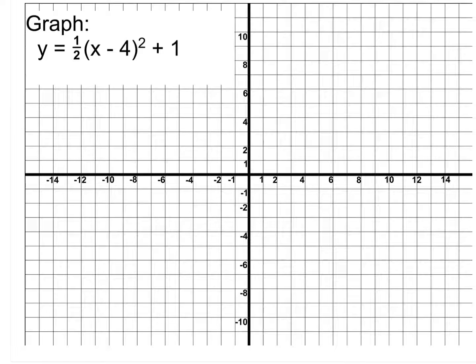All right, here, for this first one, in order to graph it, we start by going to our vertex, and our vertex here is going to be right 4 and up 1. And then from there, we would normally go over 1 and up 1. But in this case, because of the 1/2 out front, we're only going to be going up half as far, so this one's going to be going over 1 and up a half.